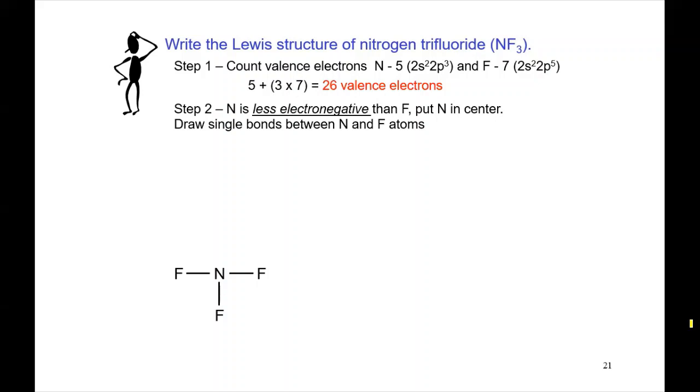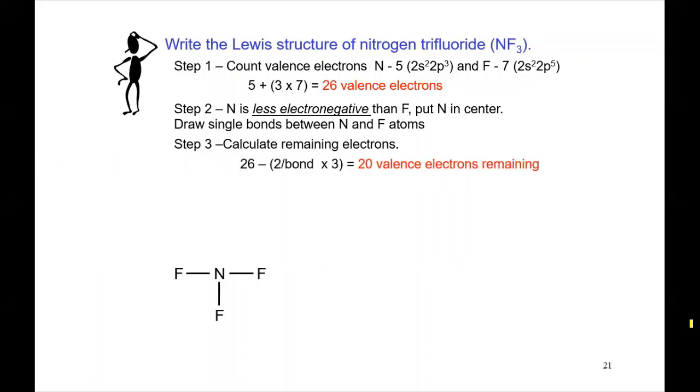That's my start. That's my skeleton. Step number 3. Of the 26 valence electrons I started with, how many have I used already? Well, I had to calculate this. For every line, in other words, for every bond, that's one pair of electrons. And I have 3 of them. So that means 26 minus 6. I have 20 valence electrons remaining.